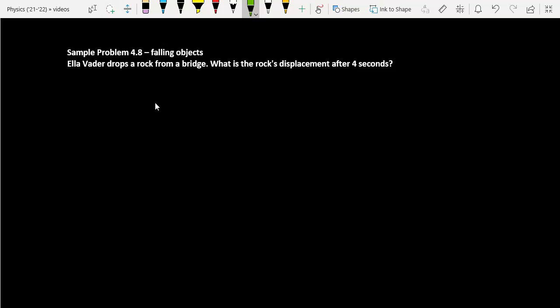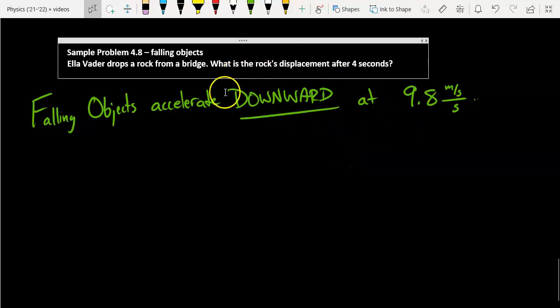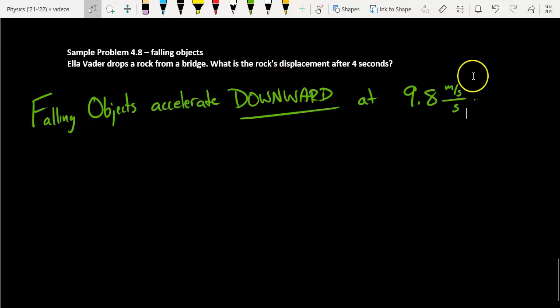But when things are falling, they accelerate at a rate where they speed up 9.8 meters per second every second, and they're speeding up going down. So when we write this as an acceleration, because it is going downward and because that's the number, here's what we usually do to make our lives a little bit easier, right?